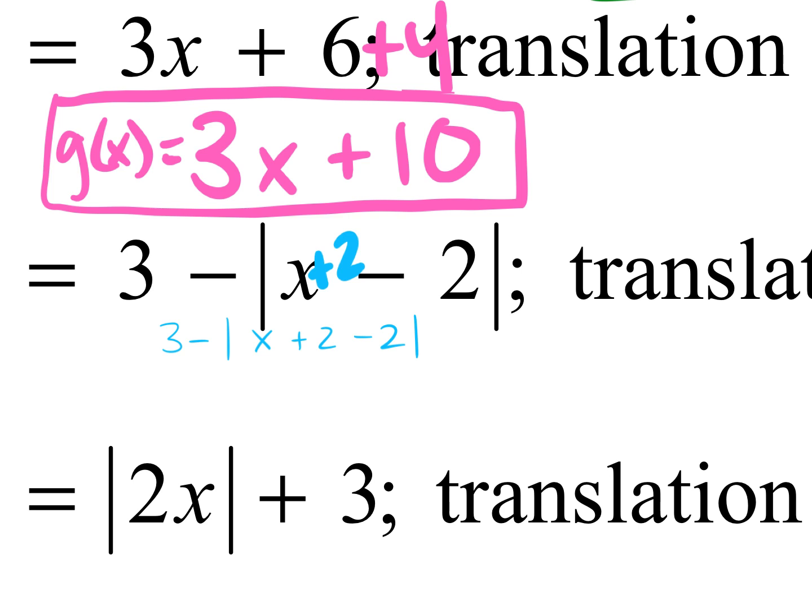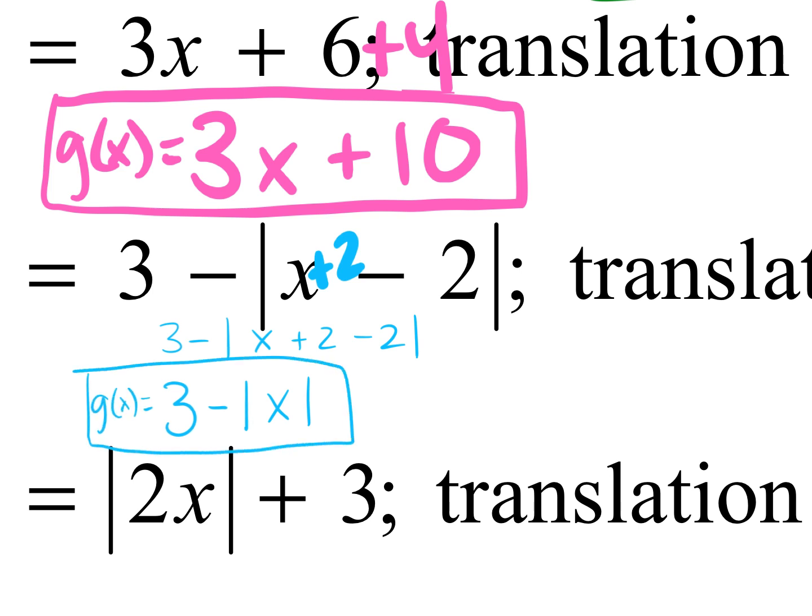Can I simplify this a little bit? How? The 2's cancel. Plus 2 minus 2 ends up just being 0, so they cancel each other out. So I have 3 minus the absolute value of x. Any questions here?